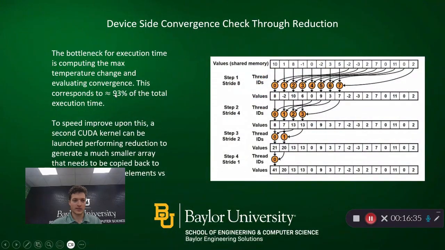All right, as I said before, from the results, if you calculate it, 93% of the total execution time is spent just copying both arrays back into host memory and computing the max change for the convergence check. To speed this up, you can use a second CUDA kernel to parallelize the calculation of the max temp change values. And for that, I used reduction.